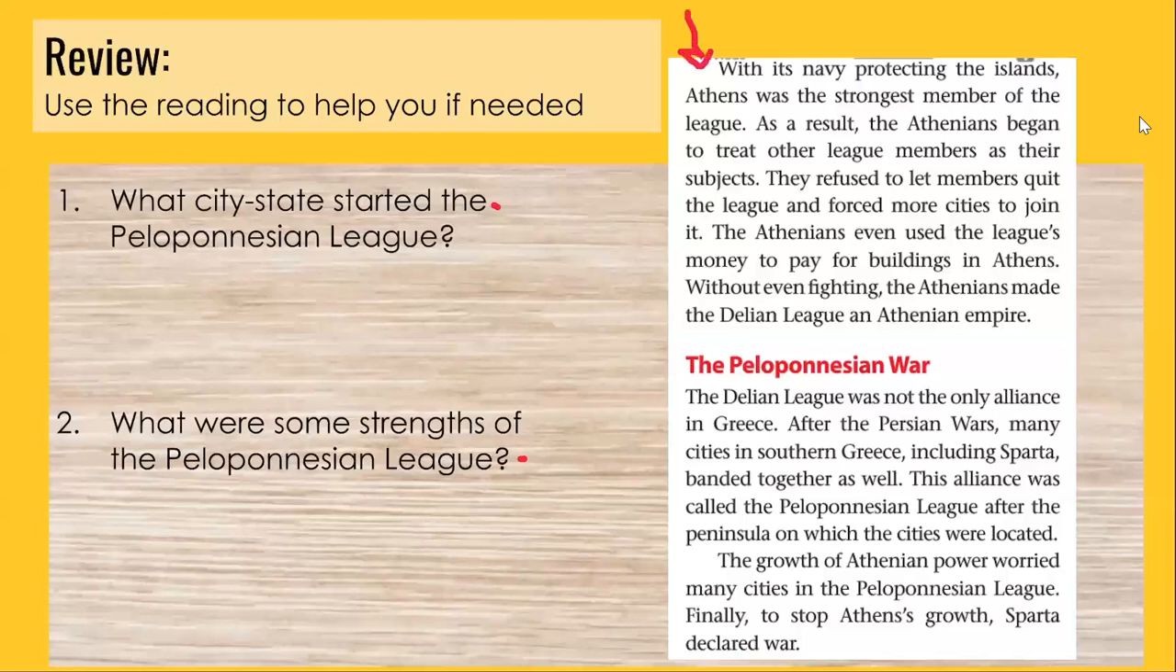With its navy protecting the islands, Athens was the strongest member of the league. As a result, the Athenians began to treat other league members as their subjects. They refused to let members quit the league and forced more cities to join it. The Athenians even used their league's money to pay for buildings in Athens. Without even fighting, the Athenians made the Delian League an Athenian empire.